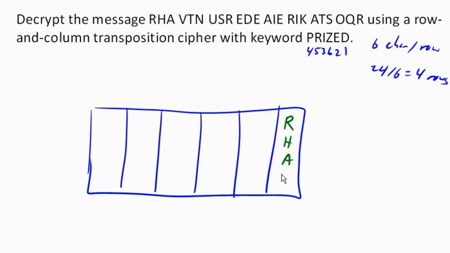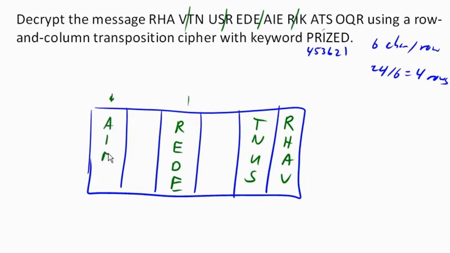RHAV in that column. Then the next 4 letters are going to go in the next column: T, N, U, S. And then we're going to jump to the middle, the third column here, for the next 4 letters. That's R, E, D, E. And then we're going to go to the first column. Remember, this is the 4th one being read. And so now we're going to jot down A, I, E, R.